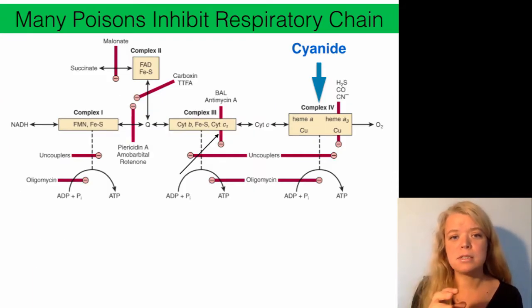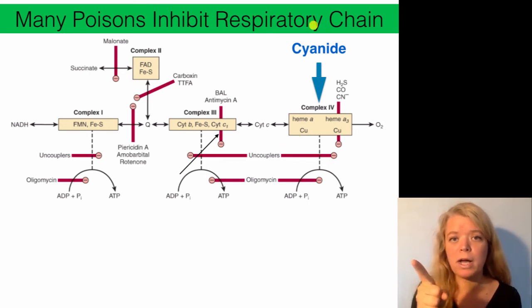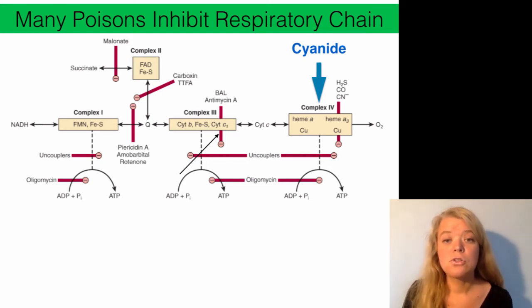Now, many poisons and drugs can also either uncouple the respiratory chain or inhibit it. We have not talked about a lot of the electron transport chain inhibitors because I felt it was overkill. But we did talk about one back when we discussed irreversible inhibition of proteins. Cyanide is one of these respiratory chain inhibitors. It's an irreversible inhibitor of complex 4.